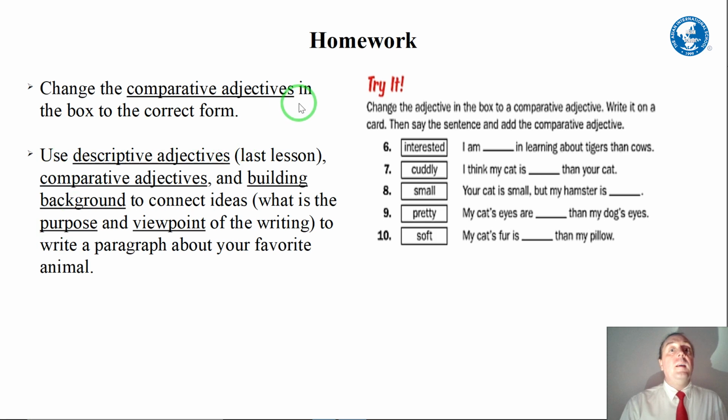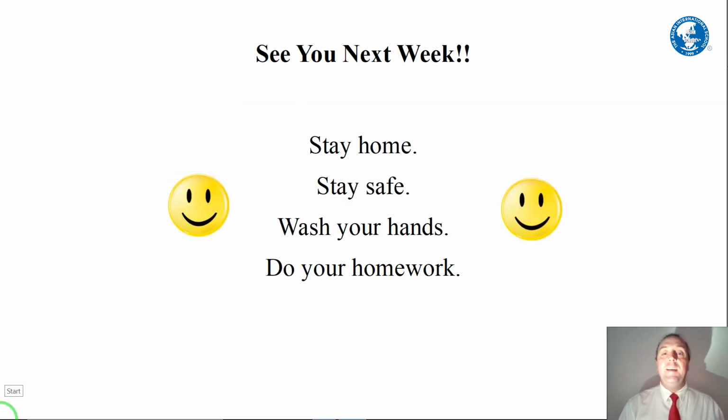So, here's your other homework. Change the comparative adjectives in this box. We already practiced this once. So here's five more. Change the adjective to a comparative adjective. And then also, I want you to write another paragraph, using descriptive adjectives, comparative adjectives, and then building background, the purpose and viewpoint, to write about your favorite animal. So if you could write all of that, and then I will see you next time.